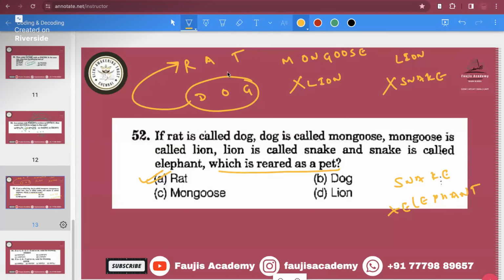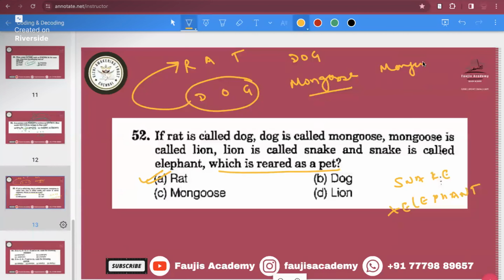Okay. I mean, are you guys getting the sense? The rat is called dog. There's so much information. The dog is called mongoose. And the mongoose is called a lion. I just write it this way. Mongoose is called a lion, and lion is called a snake. We don't need to go to snake, elephant and so on. We have asked which is reared as pet.